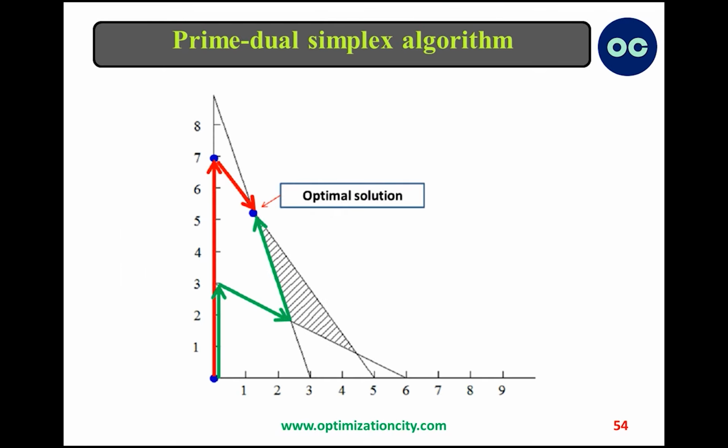So we reached the optimal solution. This is a very important figure. In this figure, you can see the process of the prime-dual simplex method in the red line. We do two iterations to find the optimal solution. But if we follow the prime simplex method, we should do three iterations, which is shown in the green line.